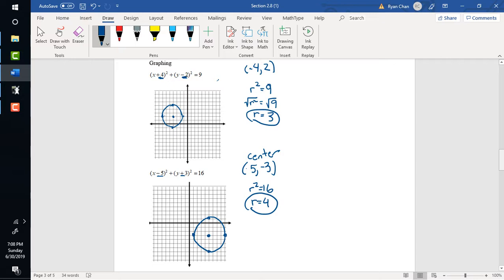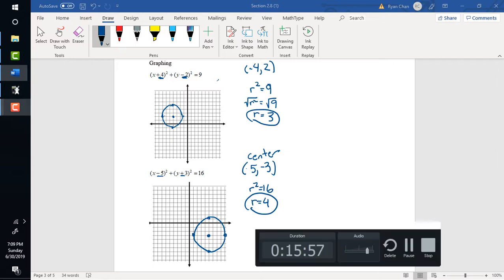Okay. So that's how you graph circles. I think this should be pretty easy to pick up, but if you have questions, let me know. Figure out your radius, figure out your center, and then draw your radius from your center. Then go up, down, left, right with the same number of steps, and then you just connect them all. So that's it for drawing circles.